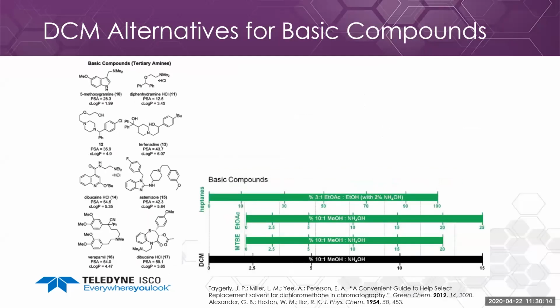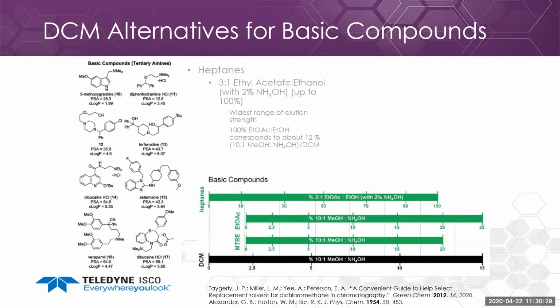Well, what about for basic compounds? A lot of times these are amines we're trying to purify using DCM and methanol and maybe ammonium hydroxide or triethylamine. We can also do the same substitution here. So using heptane as our base solvent, we could use a 3-to-1 ethyl acetate and ethanol with a 2% ammonium hydroxide modifier. We can run this from 0 to 100% versus 0 to 15.